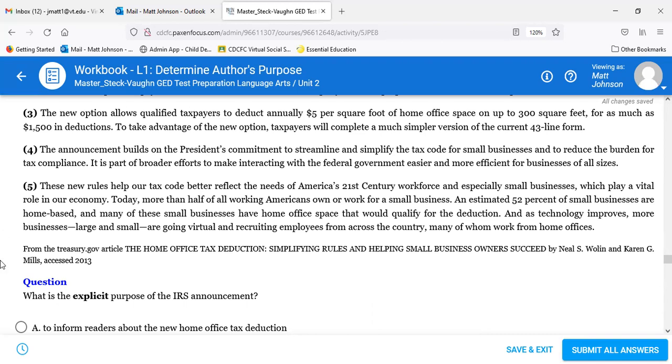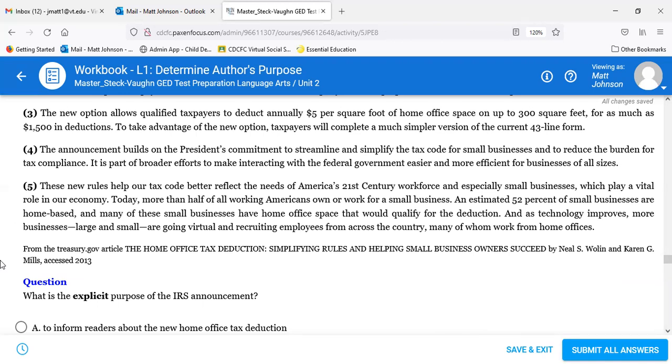These new rules help our tax code better reflect the needs of America's 21st century workforce and especially small businesses, which play a vital role in our economy. Today, more than half of all working Americans own or work for a small business. An estimated 52% of small businesses are home-based, and many of these small businesses have home office space that would qualify for the deduction.